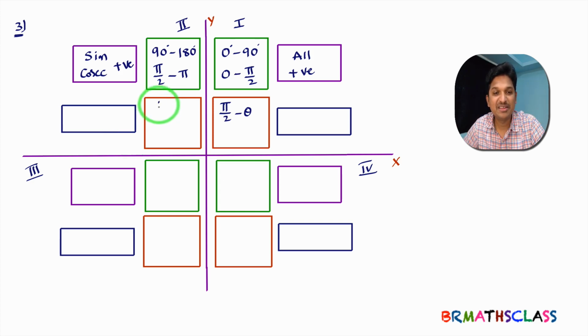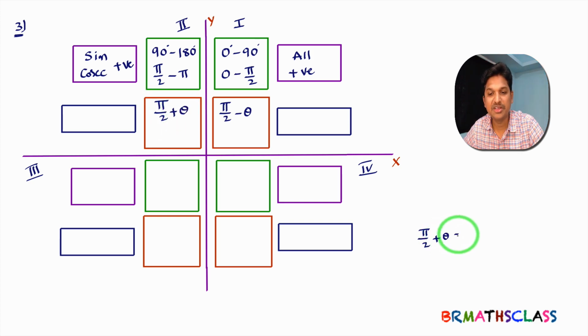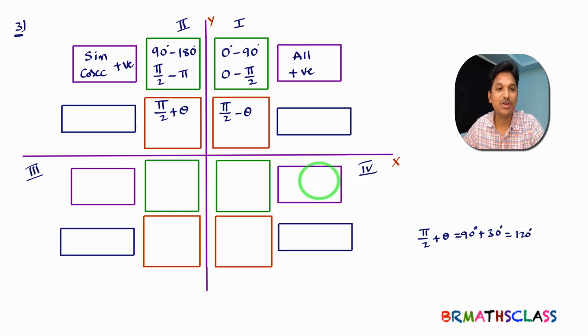Pi by 2 plus theta. Here, what is theta? Theta is an acute angle. Pi by 2 means 90 degrees. Theta is some acute angle. You select any acute angle. For example, you take 30 degrees. 90 degrees plus 30 degrees is 120 degrees. Correct or not? 120 degrees lies in which quadrant? It lies in the second quadrant. So pi by 2 plus theta lies in the second quadrant.